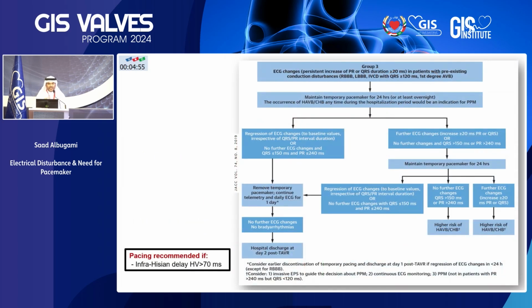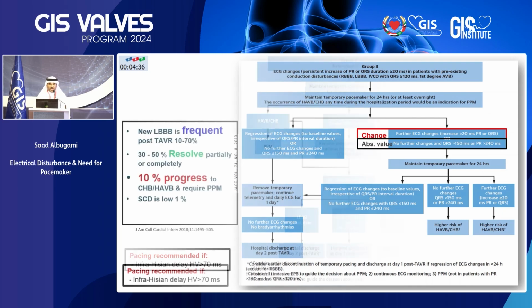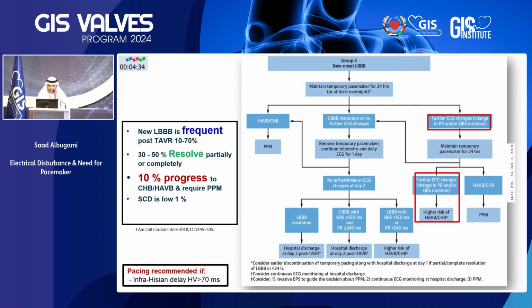Now, group 3 patients are patients with a pre-existing increase in the PR interval or QRS complex. Those patients, if they have a prolongation of the QRS complex of more than 20 milliseconds, or the absolute QRS complex is more than 150, should be monitored for a longer time, probably 2 days in the hospital. And if they have complete heart block, then they should be offered a pacemaker.